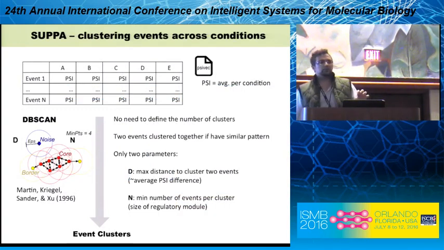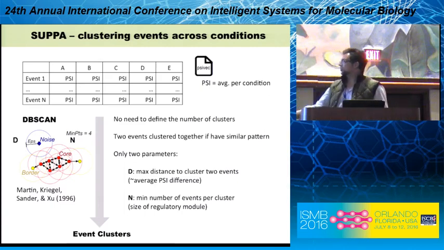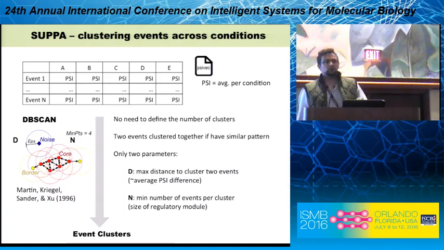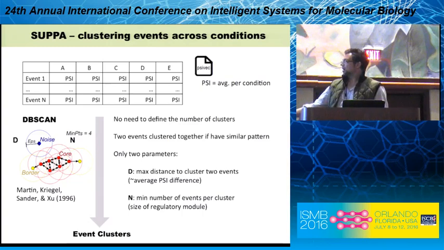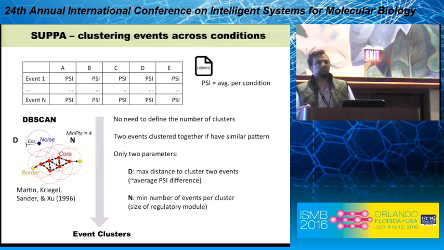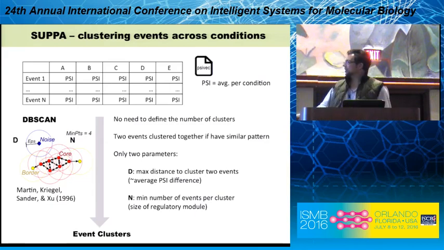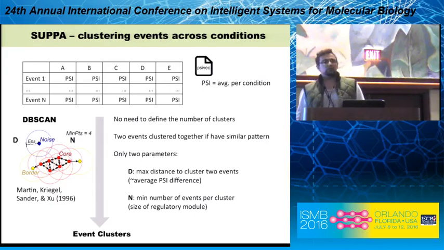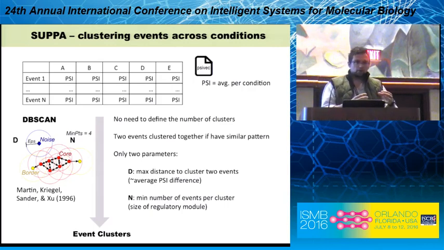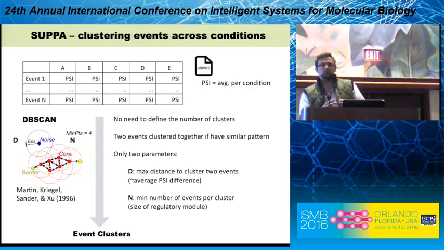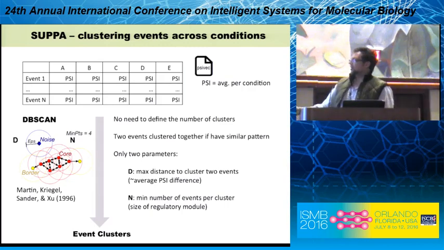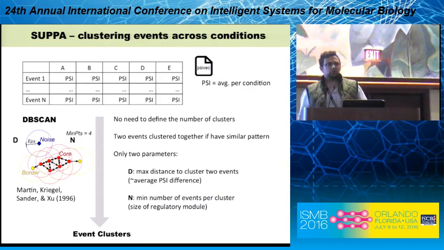We use density-based clustering for 2 main reasons. You don't need to specify the number of clusters, so that will be generated for you. And you only need to specify 2 parameters. One is the maximum distance between vectors, which is very much like the difference between PSIs that you allow for events to be in the same cluster, and the other is the minimum number of events per cluster, which naturally translates into the minimum number of events in a regulatory module. So density-based clustering lends itself very nicely to the description of splicing regulation across multiple conditions.